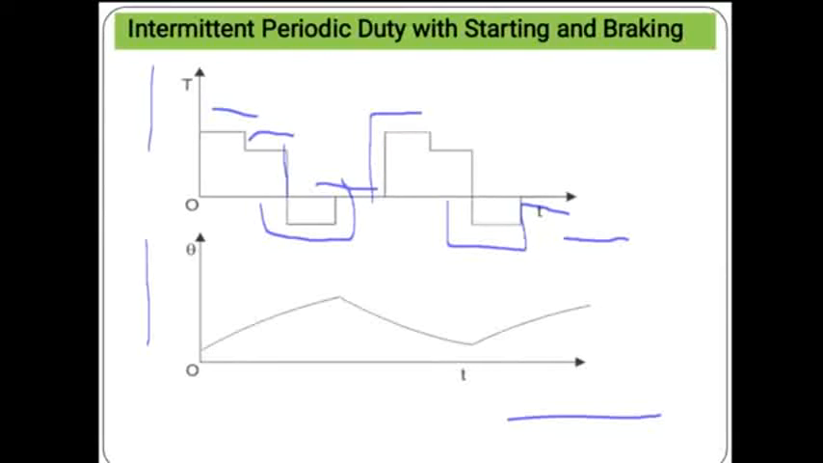As you can see in this graph, the temperature rises and after some time it decreases and then rises again. So this is the concept of intermittent periodic duty with starting and braking.